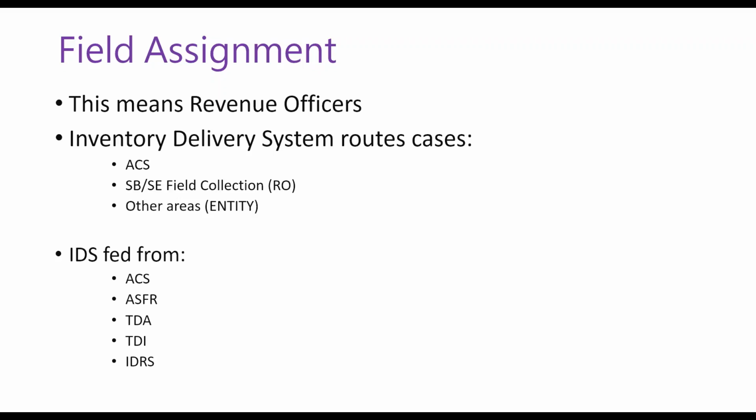Okay, so it routes cases from ACS, the automated collection system, through the field collection process. And IDS, the inventory delivery system, it makes its determination based on inputs from all these other computer systems. ACS, automated collection system, ASFR, automated substitute for return system, TDA, TDI, I honestly don't know what those mean. IDRS, was it integrated data retrieval system, I think it is, plus other computer systems at the IRS. What the acronyms mean isn't important from our perspective, but just know that there are factors that elevate a case for field assignment.